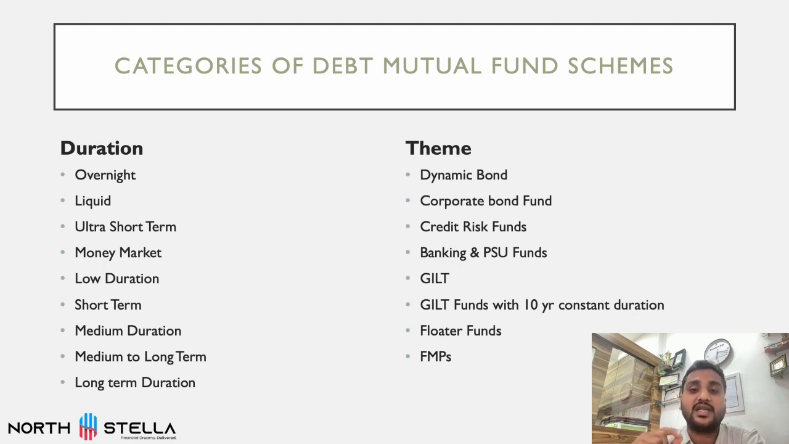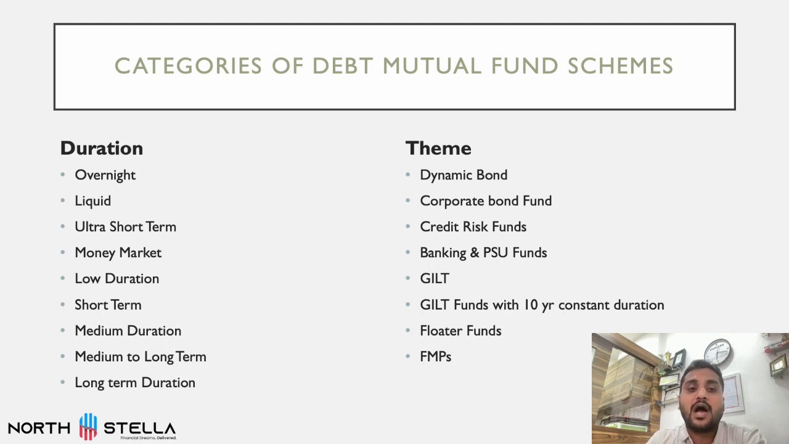SEBI has made it very simple for retail investors to participate in debt mutual funds by identifying these funds on the time basis. And then there are other funds which are available on the theme basis: dynamic bond fund, corporate bond fund, credit risk fund, banking and PSU funds, gilt funds with 10-year constant duration, floater funds, and fixed maturity plans. Here there is no duration, and these are all theme based.